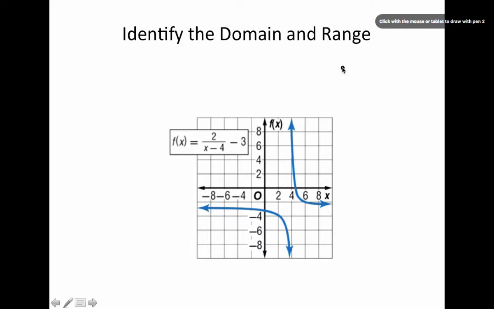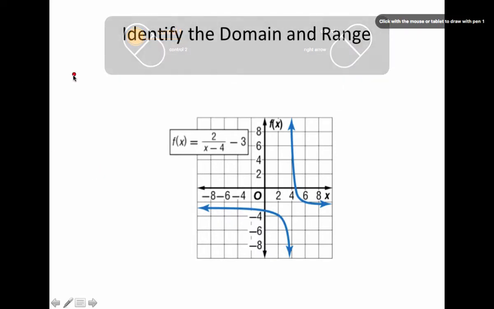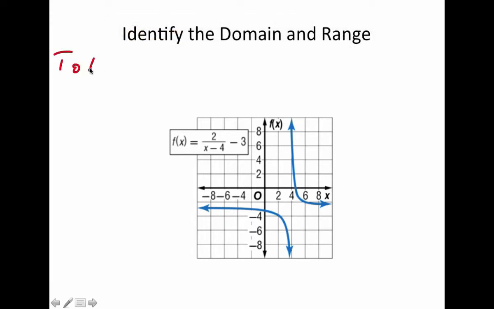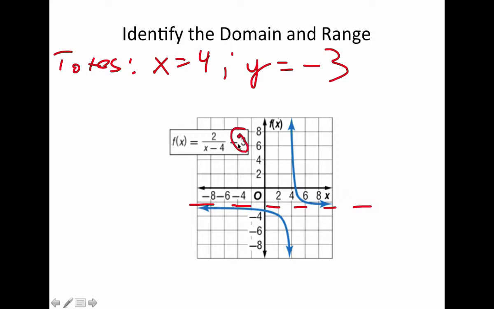Next one, identify the domain and the range. Well, in order to identify the domain and the range, you might as well identify the asymptotes. So my asymptotes are going to be at x equals 4 and y equals negative 3. I'm 3 down for that value, and I'm 4 right for that value. Remember, the h is an opposite idea.